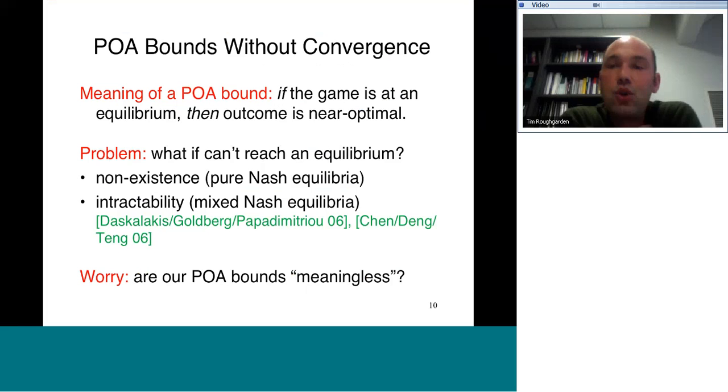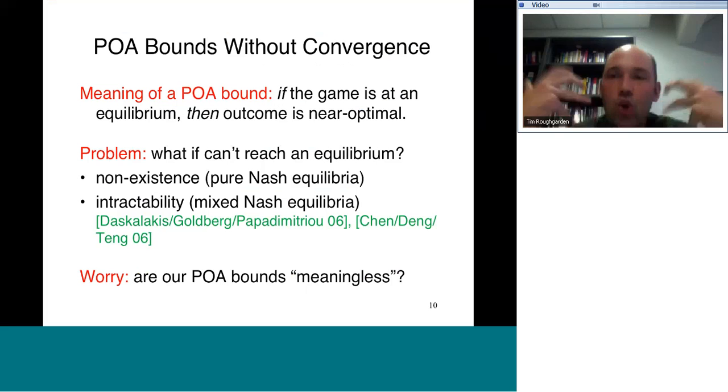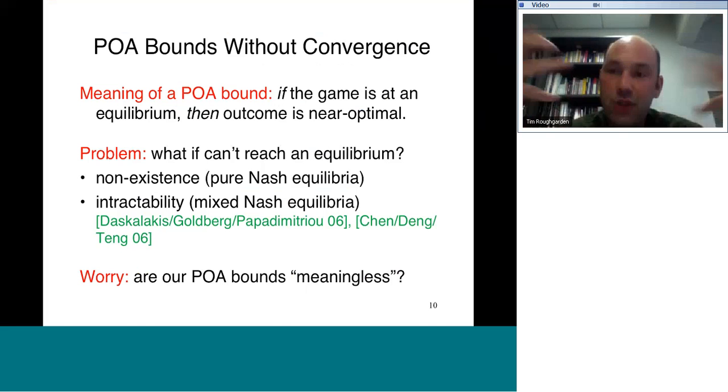To explain what I mean, let's think about literally what a bound on the price of anarchy says. If you have a game or a network or a system and you prove that the price of anarchy is at most 2, what you're saying is that provided this network or system reaches an equilibrium, then you can conclude that its performance is almost as good as optimal. So the concern is that this hypothesis might be a little stronger than we'd like, this hypothesis that a system actually reaches an equilibrium operating point. So why is that a strong hypothesis?